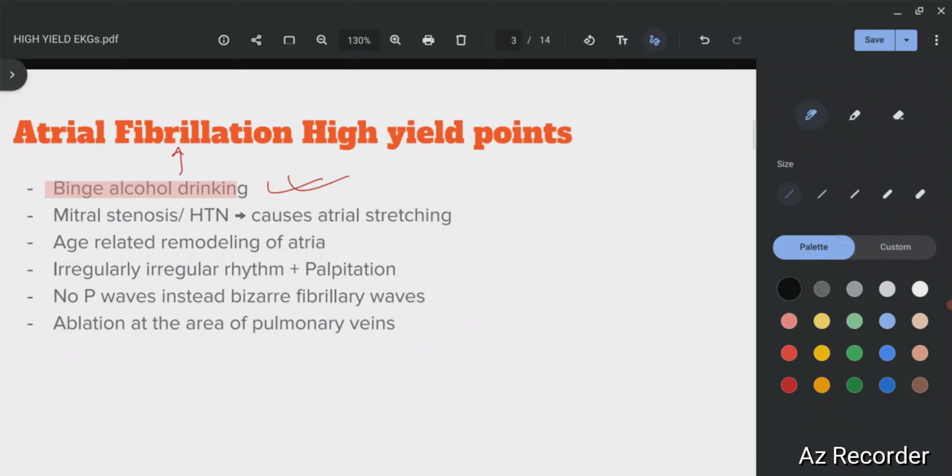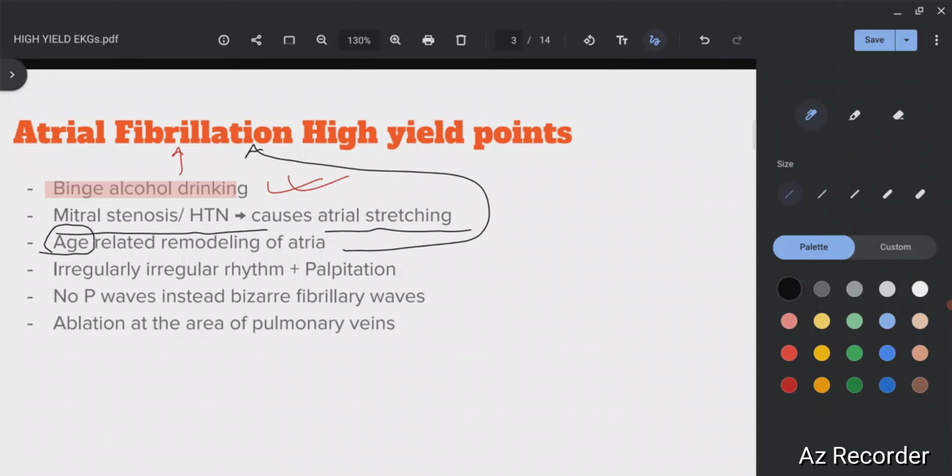So what are the causes of atrial fibrillation? Age is the most important cause. There is age-related remodeling of the atria that predisposes a person to atrial fibrillation. Then all of the diseases that produce atrial stretching, like mitral stenosis and hypertension, lead to atrial fibrillation. You need to remember binge alcohol drinking, mitral stenosis and hypertension, and age.